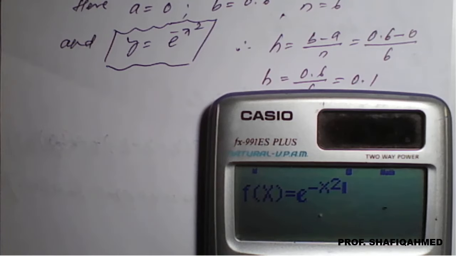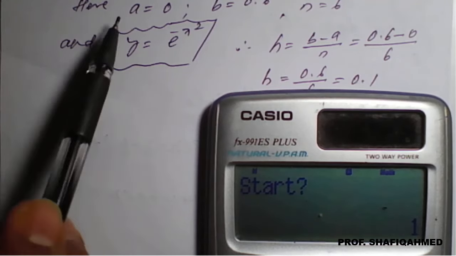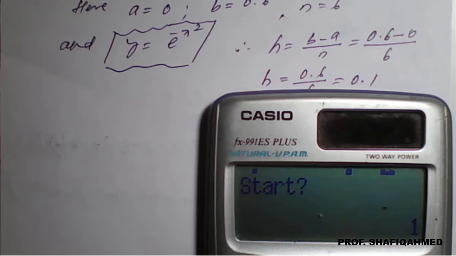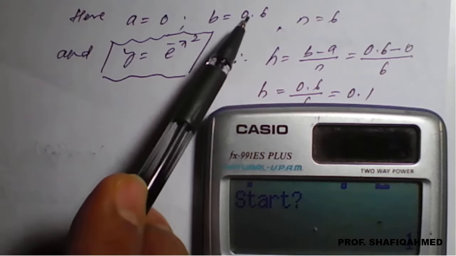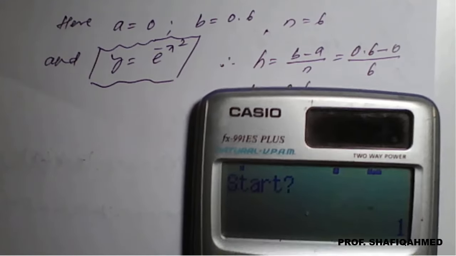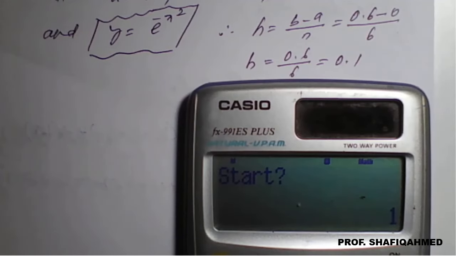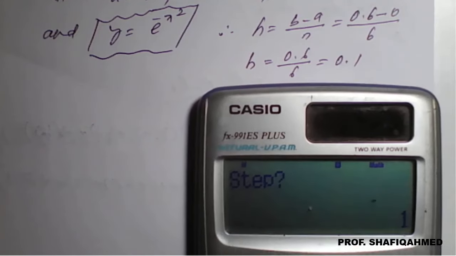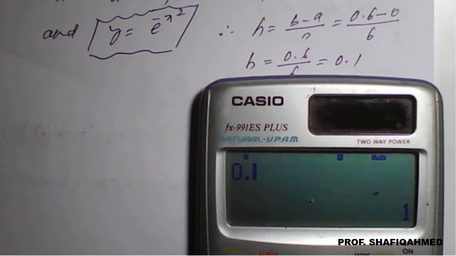Then go for the equal to sign, and it will ask the starting value. You give the starting value as a, which is 0, and the end value is 0.6, as given in the integral. The function varies from 0 to 0.6, so we have to give the same thing here. Starting value is 0, end value is 0.6. Then it will ask the step size. The step size we have just calculated, that is h is 0.1, so we enter that value, 0.1.